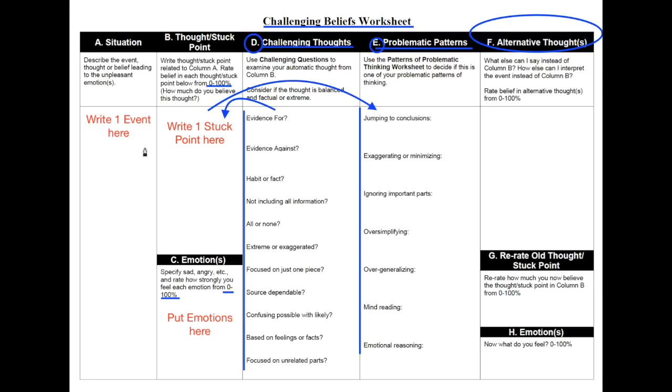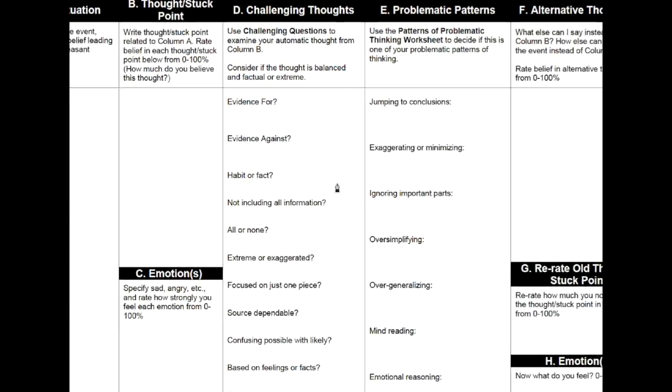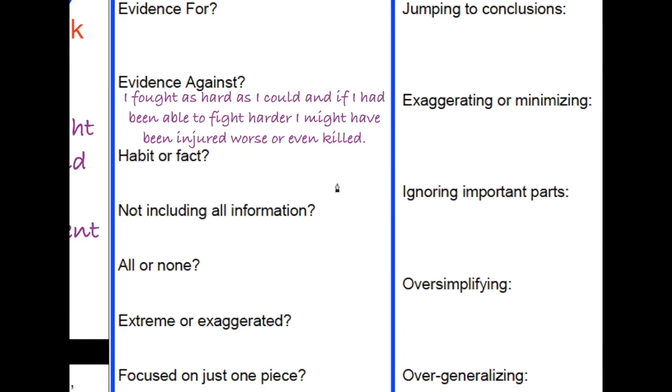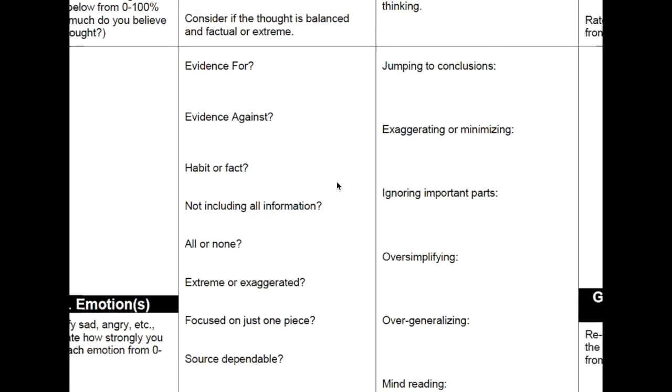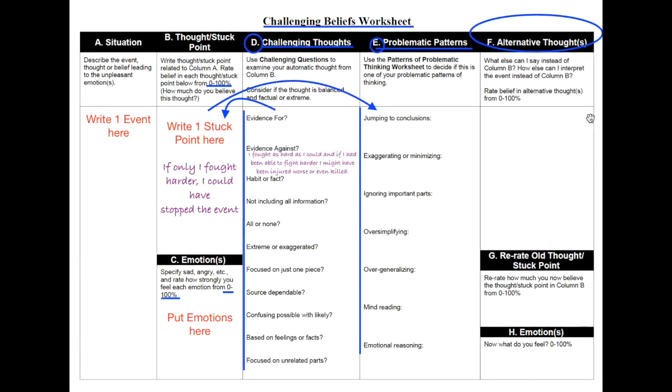A clue to you might be what you put in the evidence against column. For example, if your stuck point was, "If only I fought harder, I could have stopped the event," and your evidence against was, "I fought as hard as I could, and if I had been able to fight harder, I might have been injured, worse, or even killed," your alternative thought might be, "I did the best I could and survived the assault."